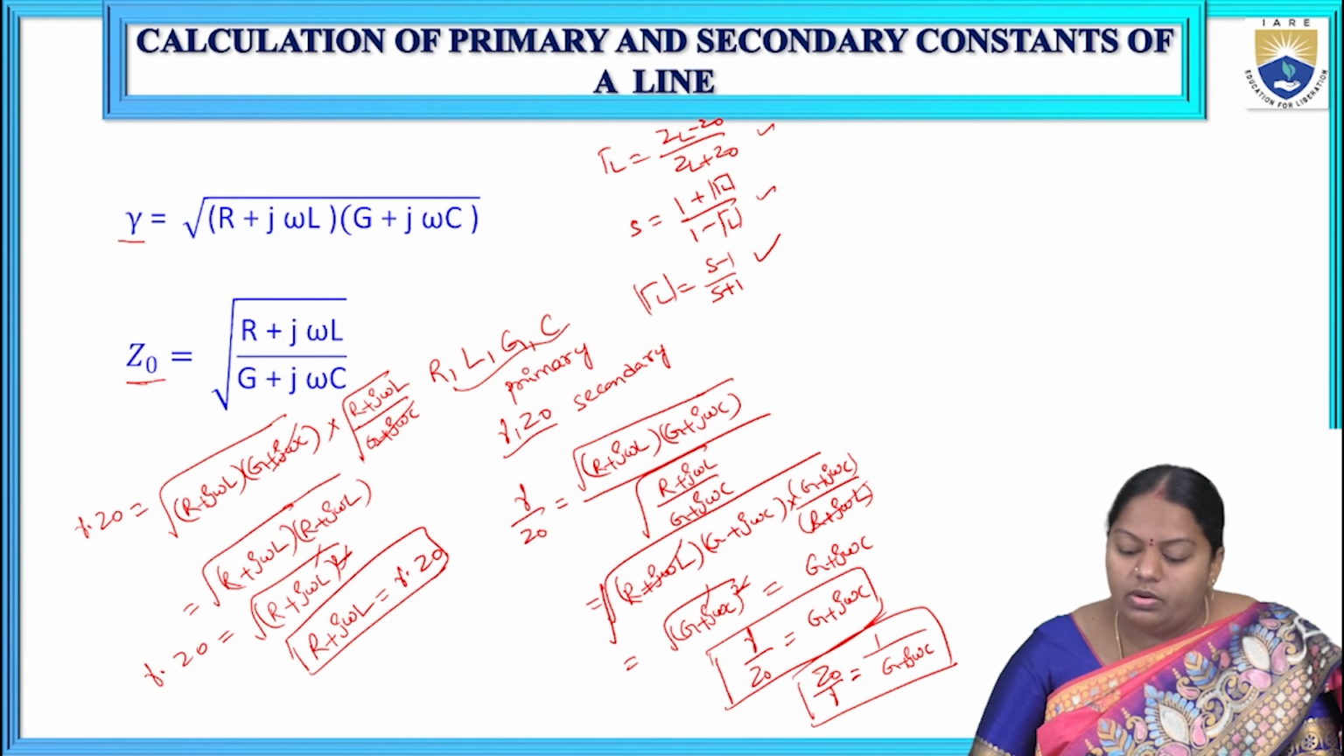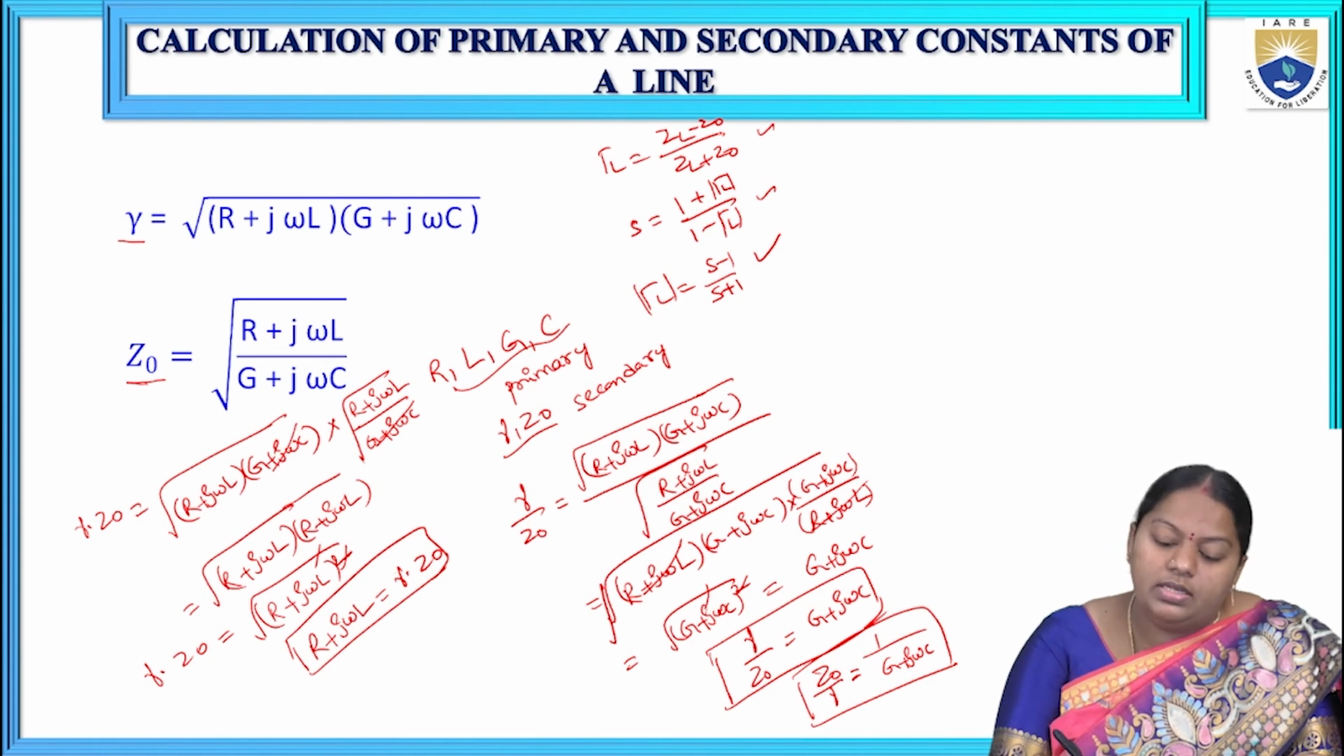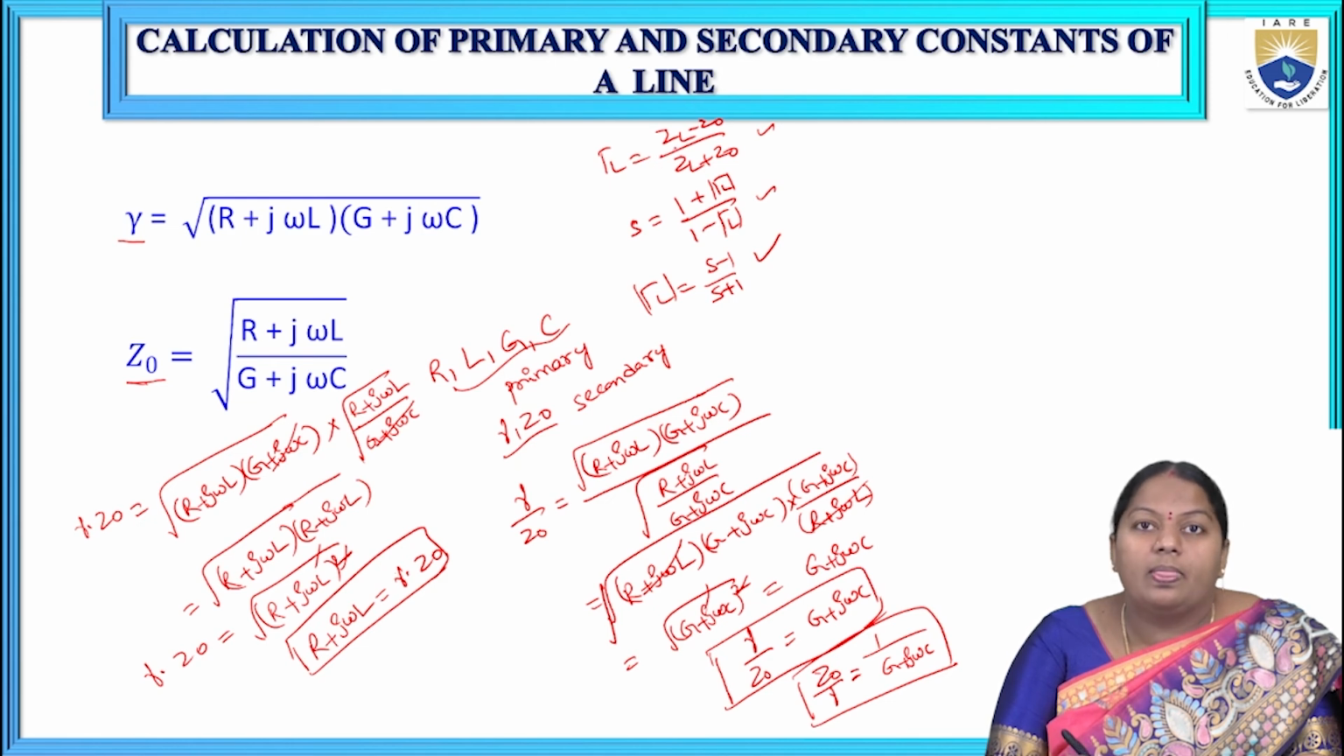Okay, so what we have learnt in this particular lecture is the reflection coefficient of a transmission line and standing wave ratios of a transmission line, along with the calculation of primary constants in terms of secondary constants, right? So we have learned this reflection coefficient gamma. It is defined as the ratio of the backward traveling wave at the position L to the forward traveling wave at L.